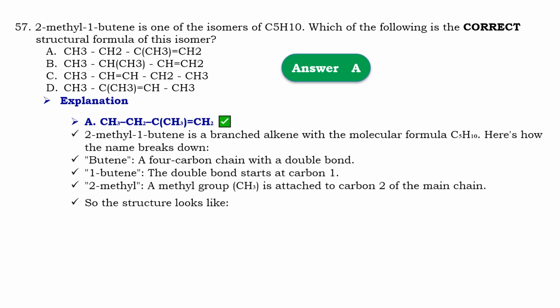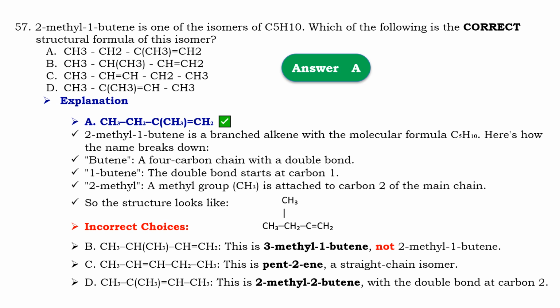So 2-methyl 1-butene is a branched alkene with a molecular formula C5H10. Here is how the name can be broken down. Butene is a 4-carbon chain with a double bond. 1-butene means that the double bond starts at carbon number 1. 2-methyl means a methyl group is attached at carbon number 2 of the main chain. So the structure looks like this. So that is perfectly A.